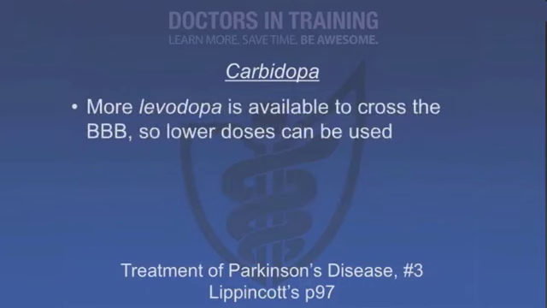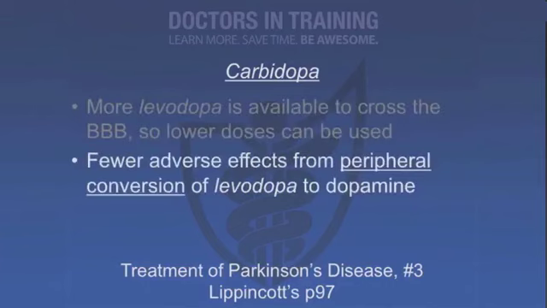So more levodopa is available to cross the blood-brain barrier and be taken up into the CNS, so you don't have to use as much levodopa to get the same effect in the basal ganglia. So you have fewer adverse effects from all that peripheral conversion of levodopa to dopamine when you use carbidopa. We use these two drugs together. The drugs are given in combination. The combination pill has the brand name Sinemet, so you'll see that a lot.